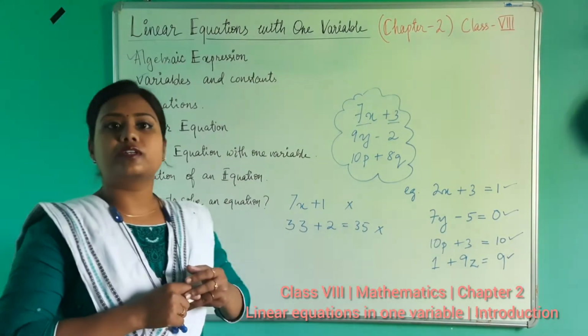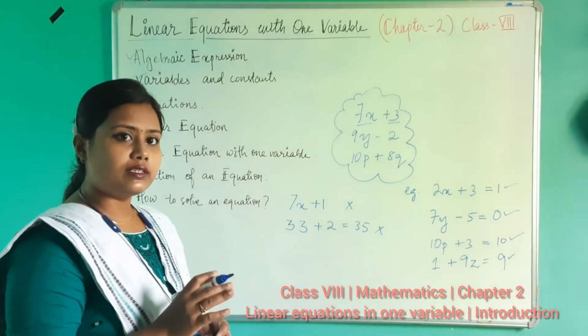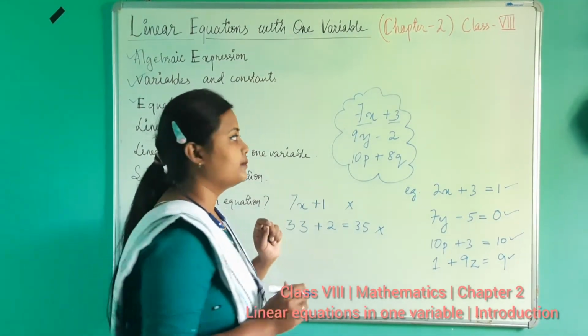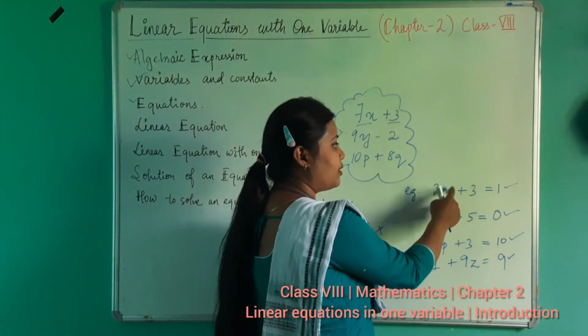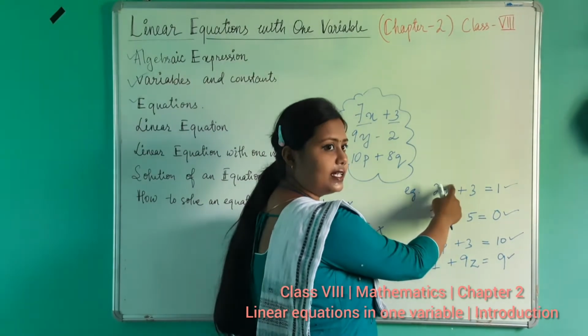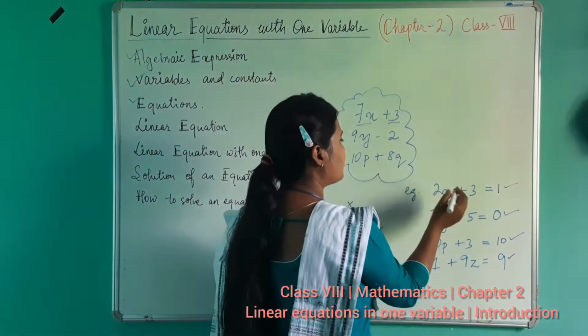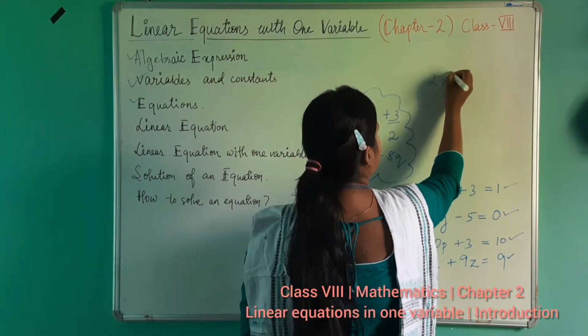Then we will discuss what are linear equations. Linear equation means the power should not be greater than 1. See, for example, here the power of the variable x is 1. There is nothing written, means it is 1. So this is a linear equation.